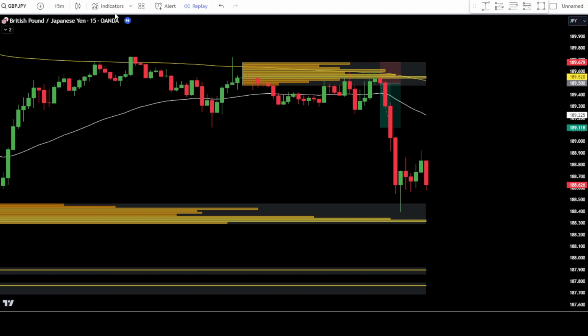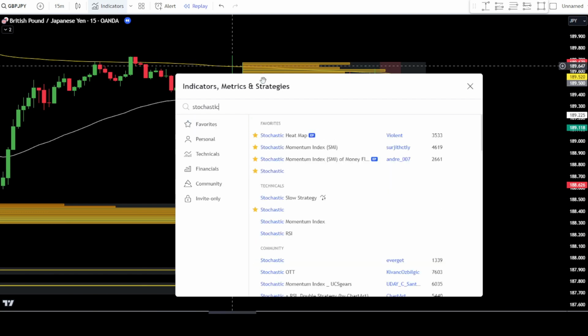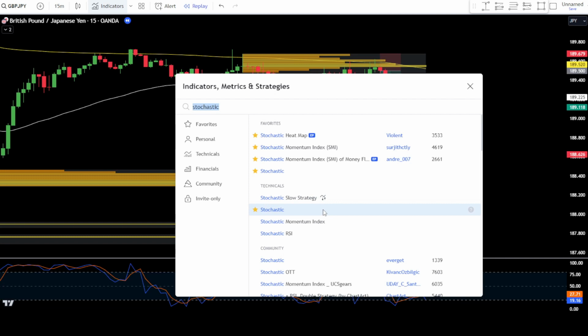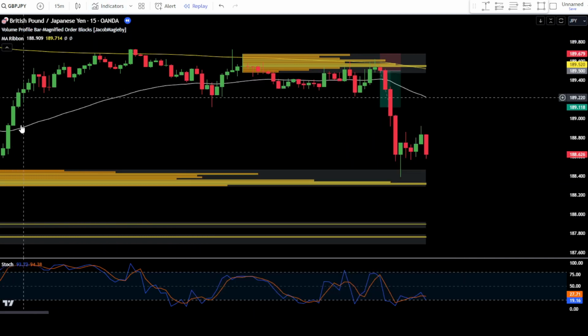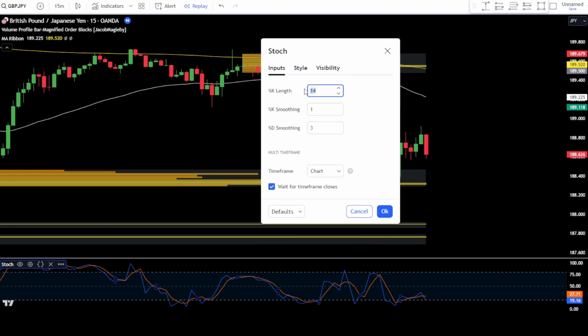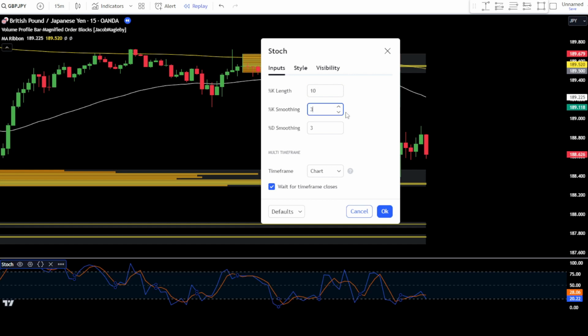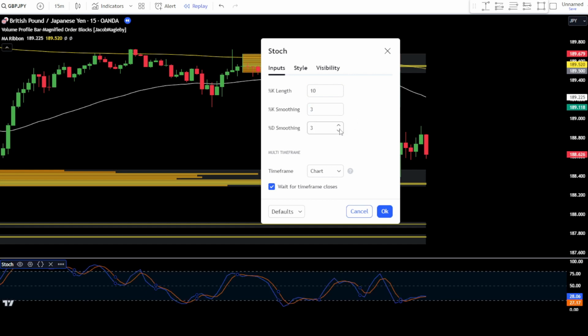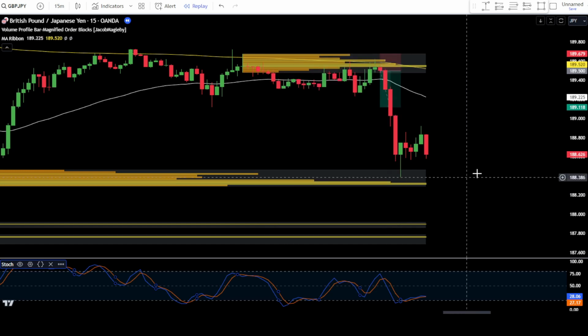Navigate to the Search Indicator tab and type in Stochastic Oscillator. Then, select the default stochastic oscillator from TradingView. Access the settings for the stochastic oscillator. In the Input tab, set the %K length to 10, %K smoothing to 3, and %D smoothing to 3. Click OK to confirm the changes.